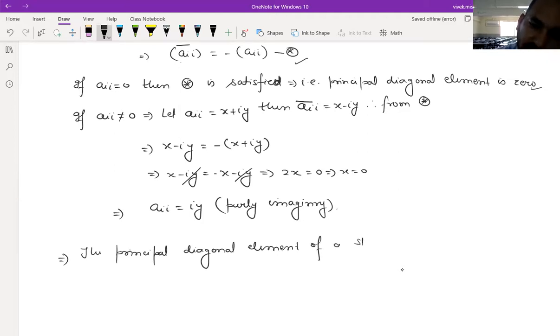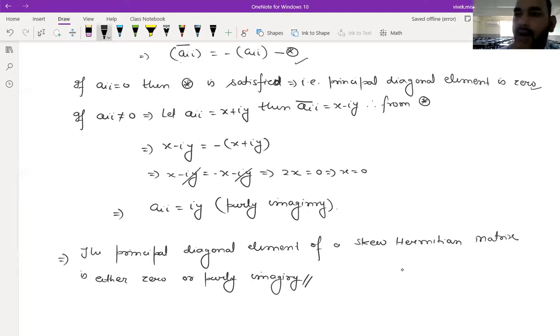This implies the principal diagonal element of a skew Hermitian matrix is either 0 or purely imaginary. I proved either 0 here, and purely imaginary. Is it clear? Clear. Okay.